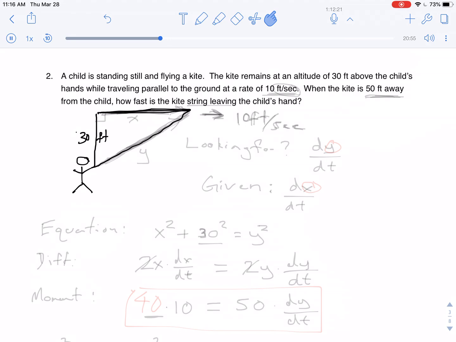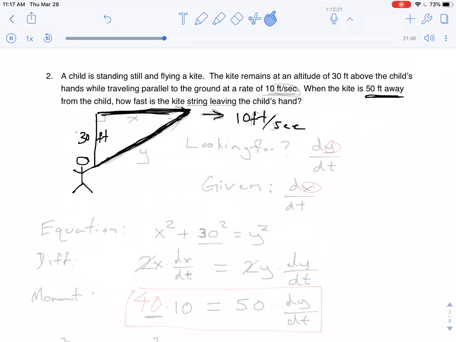So with that in mind, it's traveling parallel to the ground in this direction, and they're giving us a rate of 10 feet per second. This traveling distance we're talking about here is varying. It is increasing as we let out string. So we don't know what it is, even though they give us this 50 feet away. By the way, this 50 feet away from the child is technically the distance of the string. We know that, but that is also a variable.